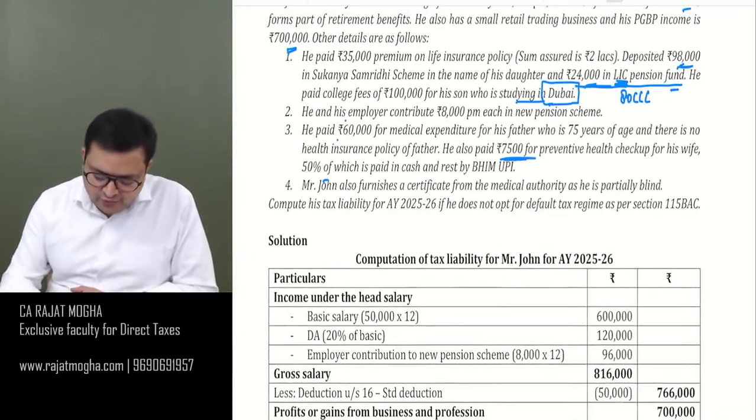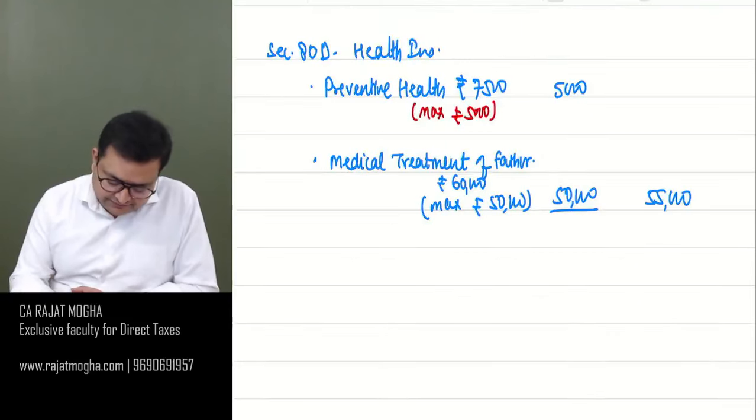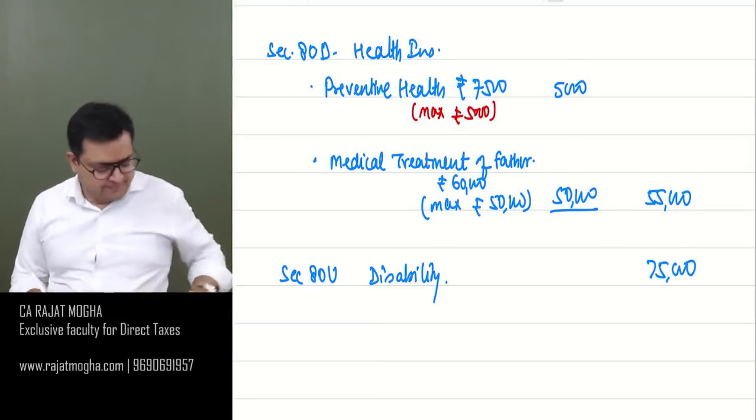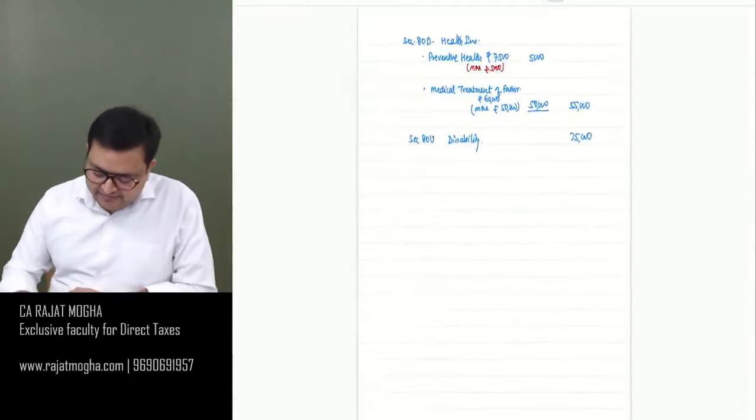So 80U, section 80U deduction is disability, and there is a flat deduction of 75,000 here. Everybody agree? So these are the deductions which we can claim.